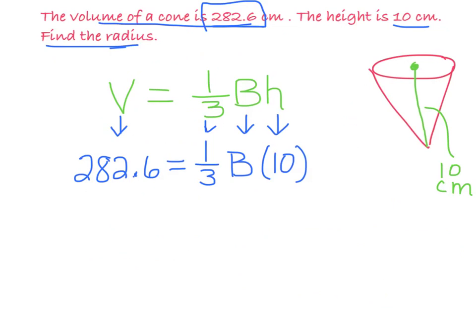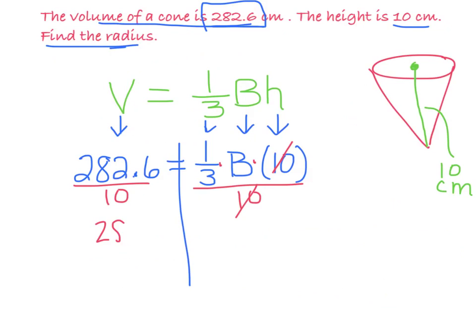All right, now my next step is I'm going to try to solve this equation. Here's what I would do. You guys see how this is all timesing? It's all together. I'm going to start by just dividing by 10. Because look what happens. That cancels out. That makes a 1. So I'm going to divide this side by 10. So 282.6 divided by 10, I get 28.26. Equals 1/3 times the area of the base.